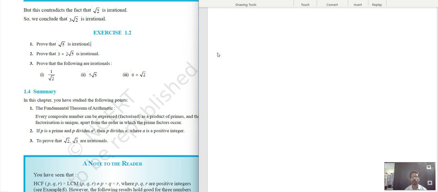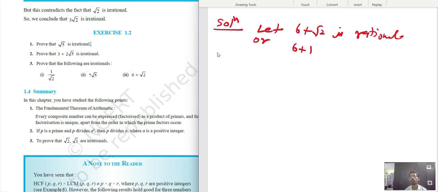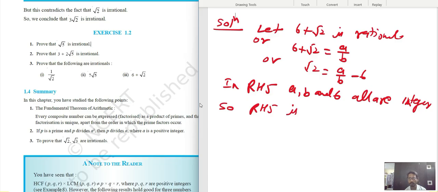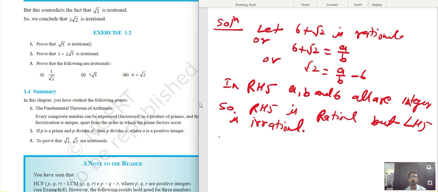Now we'll do the last also. 6 plus root 2. Okay. Again we'll do the solution only. Let 6 plus root 2 is rational, or 6 plus root 2 equal to a by b, or root 2 equal to a by b minus 6. In RHS, a, b and 6 all are integer. There is no root. Okay. So RHS is rational, but LHS is root 2, that is irrational. Got it?